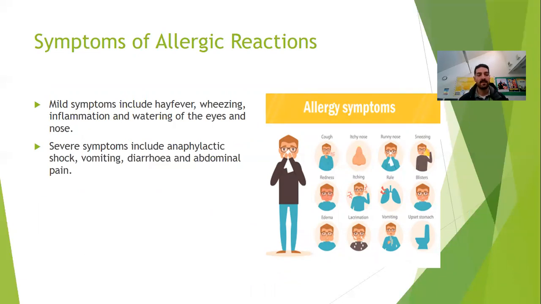And on the other end of the spectrum, you've got the much more severe symptoms. So things like anaphylactic shock, vomiting, diarrhea, abdominal pain. So you can sort of see that depending on how the reaction occurs, you can have low scale to higher scale reactions. And obviously all of these things are just caused because of that excess release of histamine by mast cells. That's why we often take antihistamines to try and stop some of these reactions, such as hay fever.